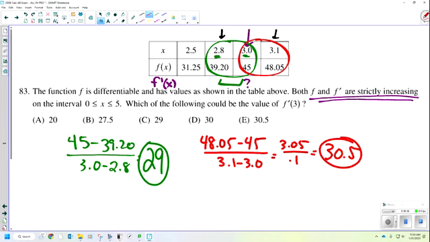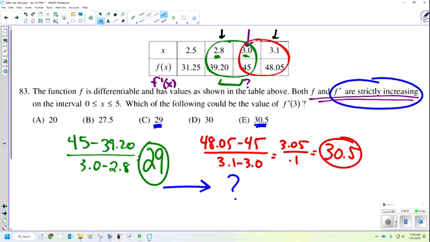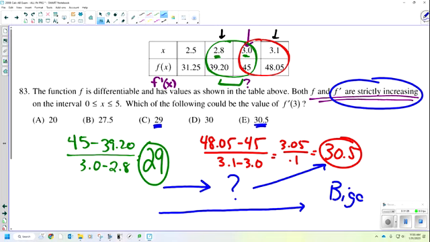If the slope is always increasing, it can't be 29. If you would have just done the green, you'd say 29 is there, or if you would have just done the red, you'd say 30.5 is there. No, it has to increase. So it has to be bigger than 29, but it can't be bigger than 30.5, because as it goes up, it increases, which means this has to be bigger and this has to be smaller. And the only value on this list that's in between 29 and 30.5 is 30.